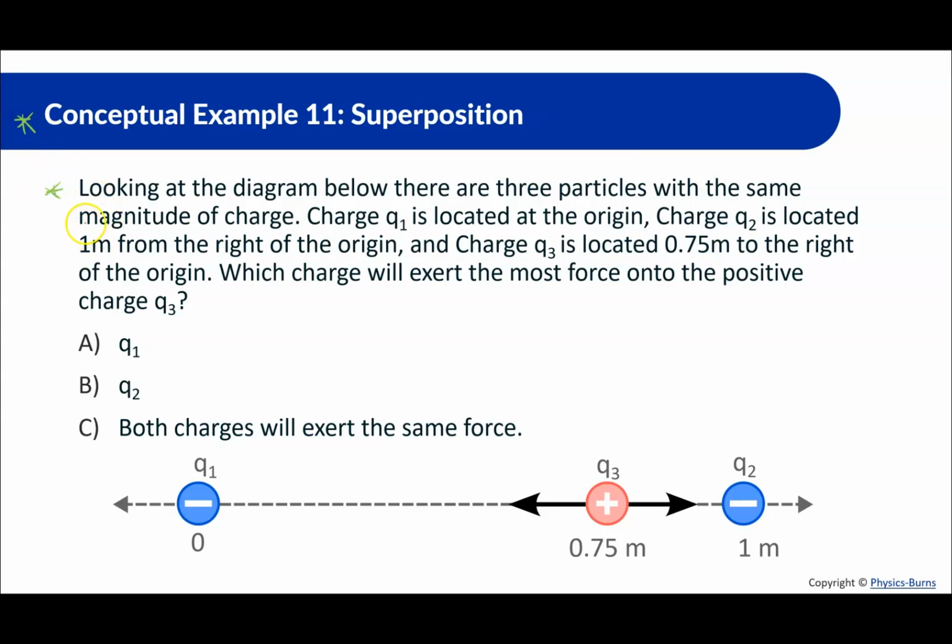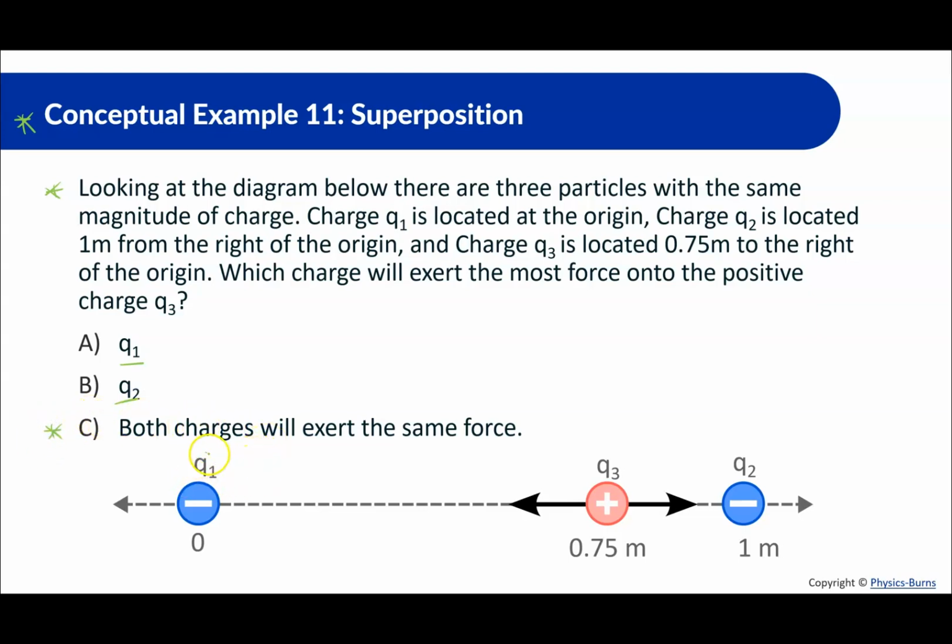Looking at the diagram below, there are 3 particles with the same magnitude of charge. Charge Q1 is located at the origin, charge Q2 is located 1 meter to the right of the origin, and charge Q3 is located 0.575 meters to the right of the origin. Which charge will exert the most force onto the positive charge Q3, Q1 or Q2 or both? And pause it if you want to think about it.